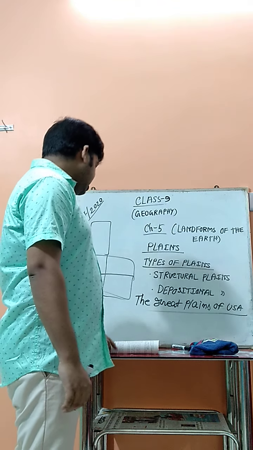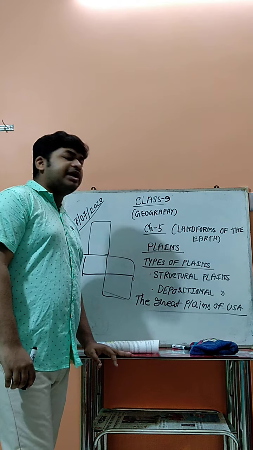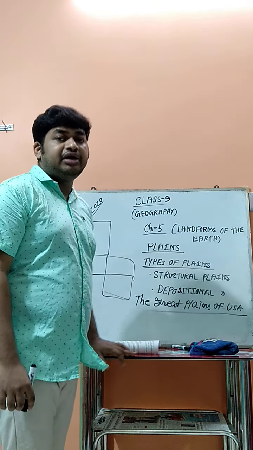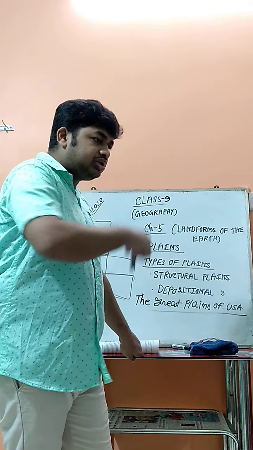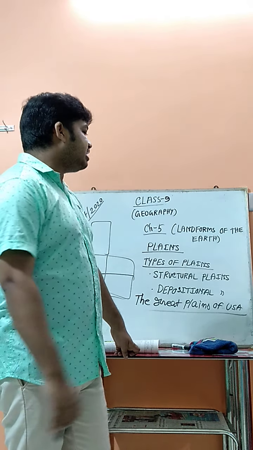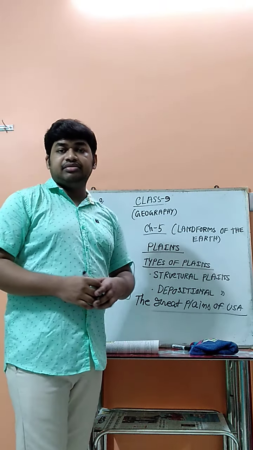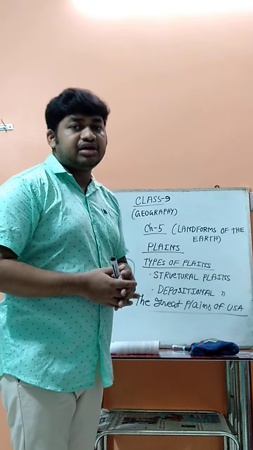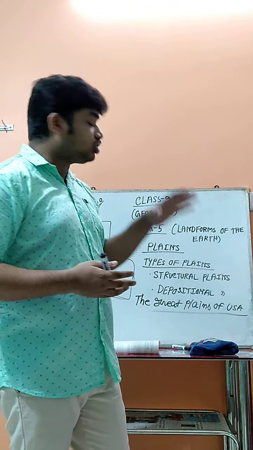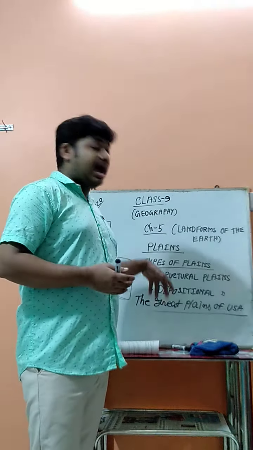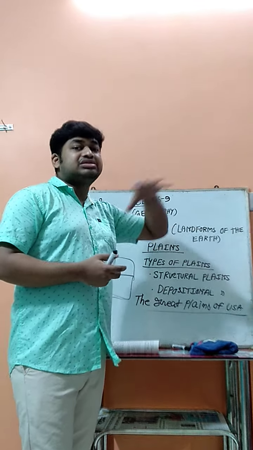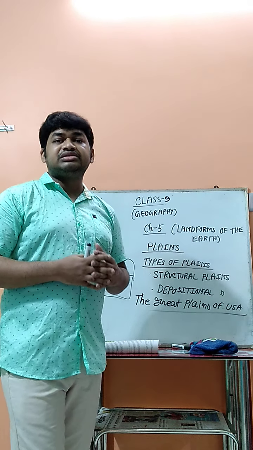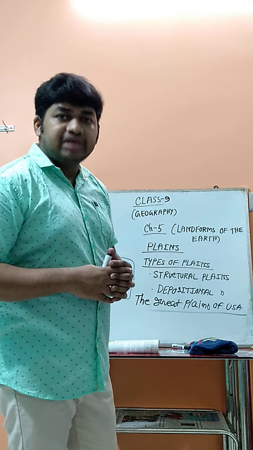And the last one is the lowest plain. Those plain areas are formed due to the movement of wind and are made of sand. This type of plain region is known as the lowest plain. Again I repeat, what is the lowest plain? Those plain regions are formed due to the depositional movement of wind, and the area is made of sand. This type of plain region is known as the lowest plain.